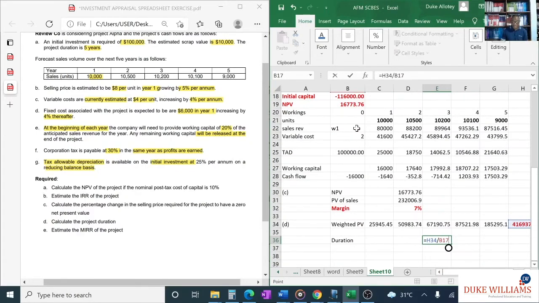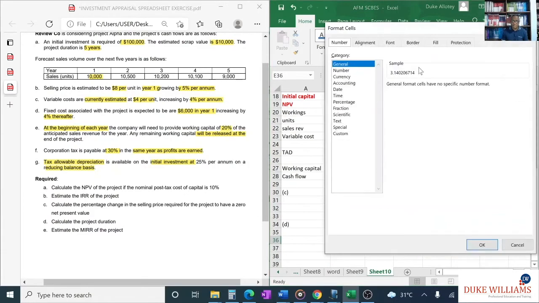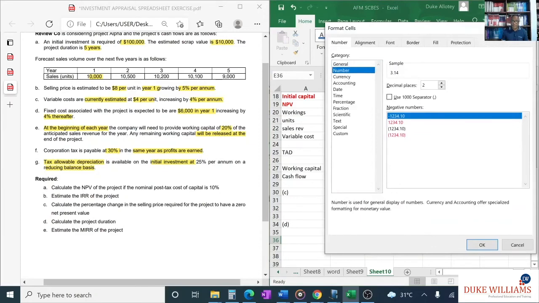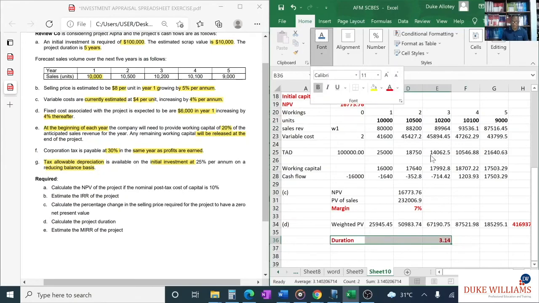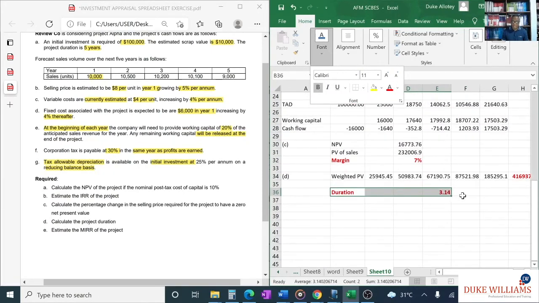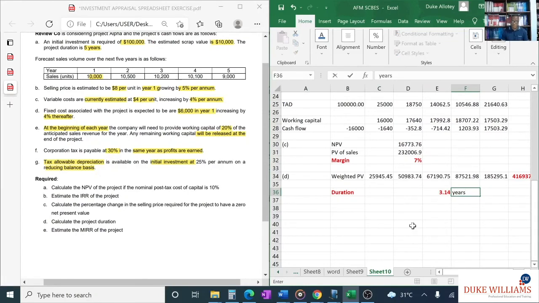Either way, that's it. So then the duration is 3.14 years. Very, very interesting there. So that is to do with those looking at advanced financial management. So that is recommended for D and E. Then you can put this number of years there for that.